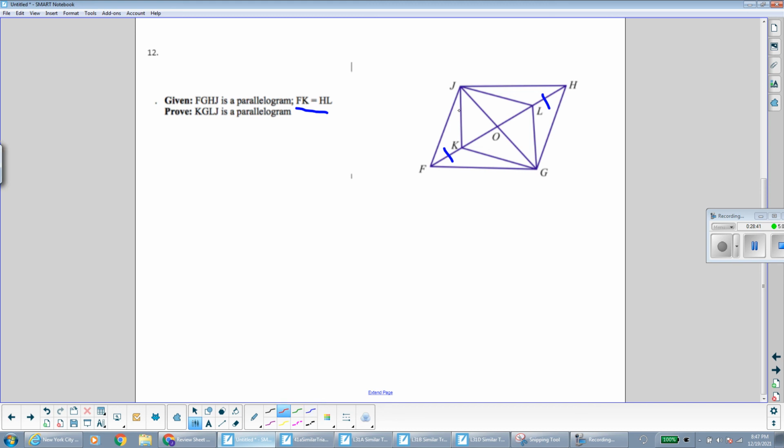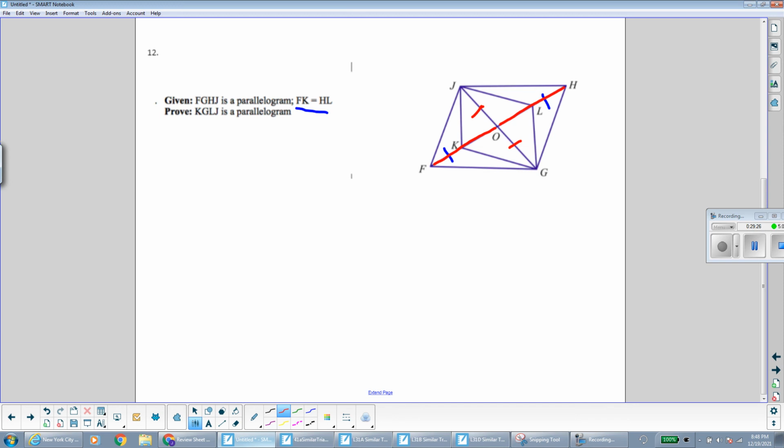So that means in this big parallelogram FGHJ, diagonal FH is being split into two equal parts. So one of those equal parts is FO, and the other equal part is right over here, OH. And that means that the other diagonal, what's the other diagonal? JG is also being split equally into two congruent parts. Just based on that information, if I take a look now at the inner quadrilateral KGLJ, the one that we need to prove is a parallelogram, I already see that one of its diagonals, JG, is being split into two equal parts, or it's being bisected.